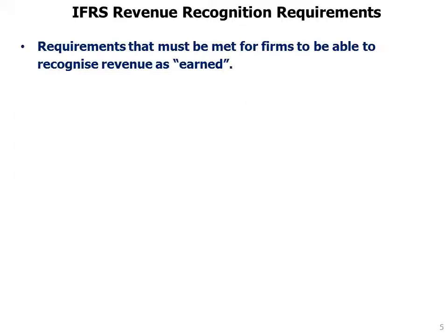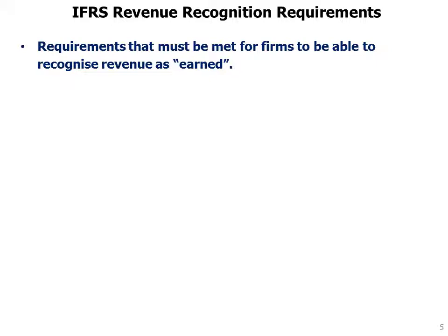IFRS revenue recognition requirements. The accrual principle states that revenues should be recognised in the period in which they are earned, but does not specify what earned means. At what point can a firm recognise revenue as having been earned? When they have received an irrevocable order, when the goods or services have been delivered, when they are invoiced, when they are paid for?